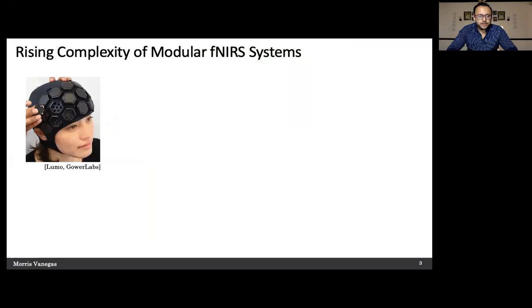Enter modularity. Modular fNIRS architectures, systems consisting of repeating source and detector circuits, have received increasing attention in recent years due to their portability, scalability, and flexibility in probe design.